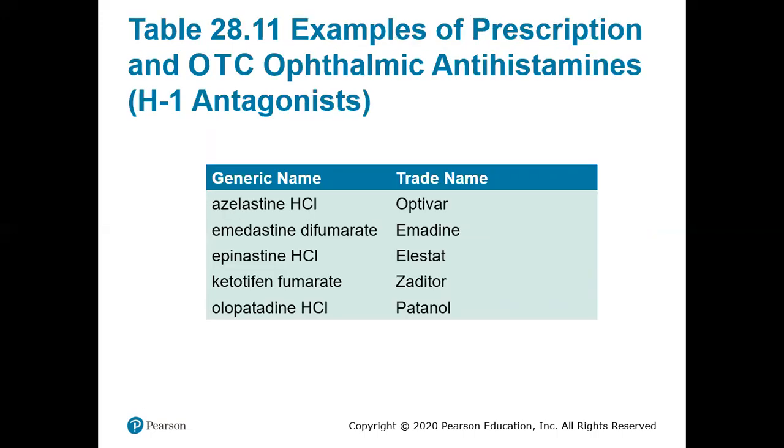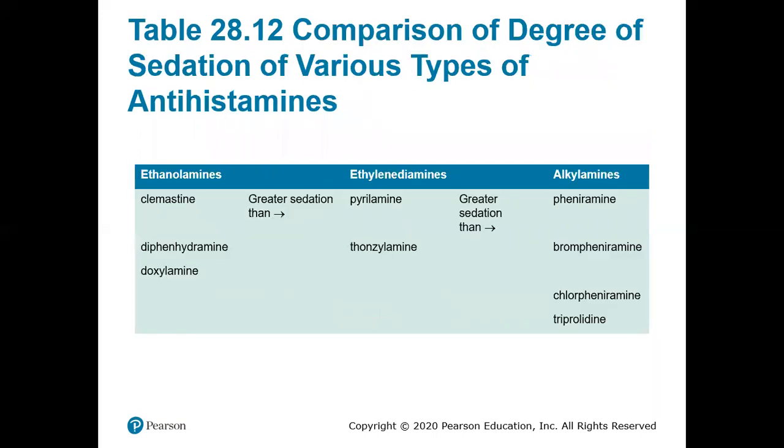Table 28.11 is also on page 448 in the textbook. This one gives examples of prescription and over-the-counter ophthalmic antihistamines. These are still H1 antagonists. Table 28.12 is on page 449 of the textbook. This is a comparison of the degree of sedation of various types of antihistamine.